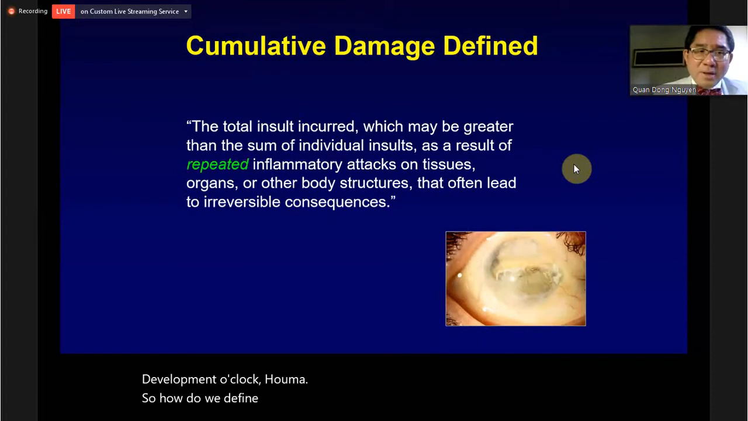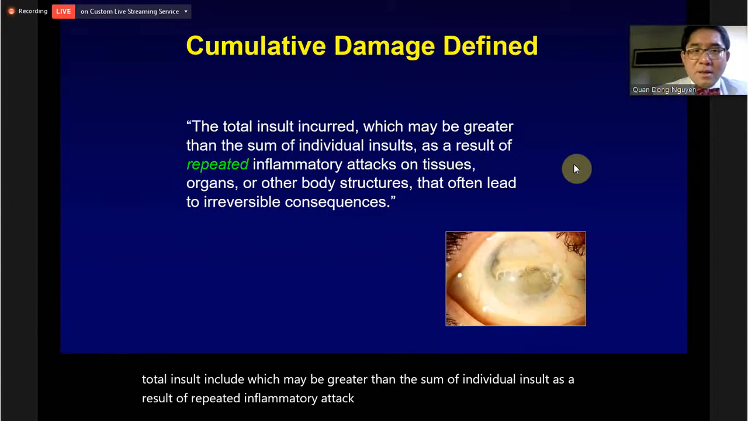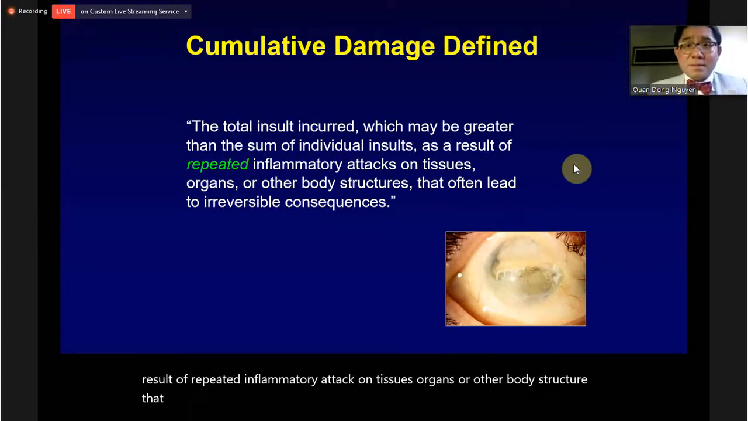As a way, I thought that Fallon Sensen well described this: the total insult incurred, which may be greater than the sum of individual insults, as a result of repeated inflammatory attack on tissues, organs, or other body structures that often lead to irreversible consequences.